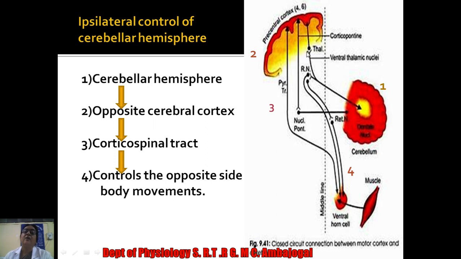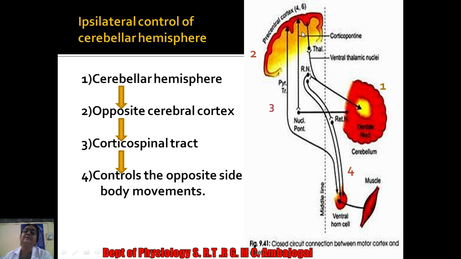Now while execution of the movement, it is the function of the cortex. So execution of movement takes place via the cerebral cortex, and it is conveyed via the pyramidal tract, that is called the corticospinal tract. So even though the information is going from the cerebellum, it is conveyed and executed to the peripheral part via the corticospinal tract and rubrospinal tract.